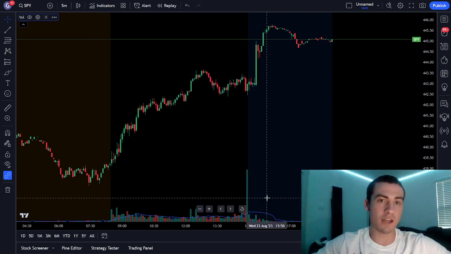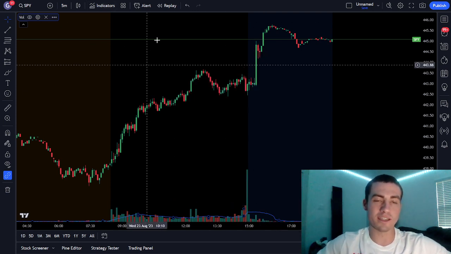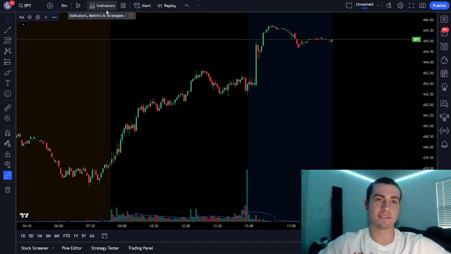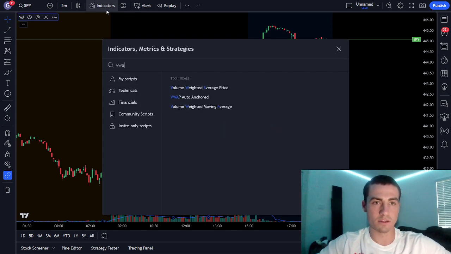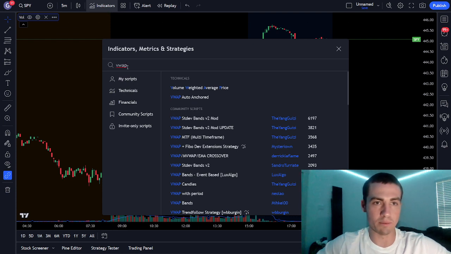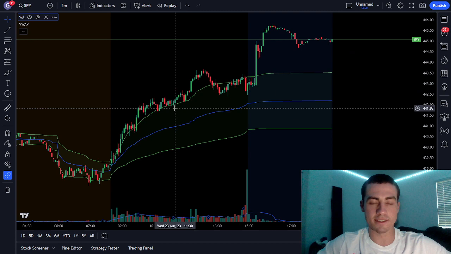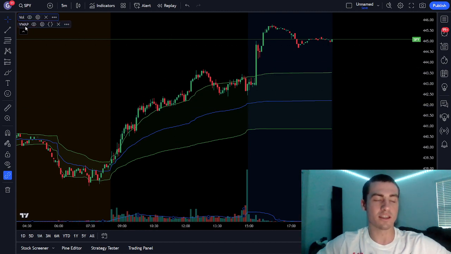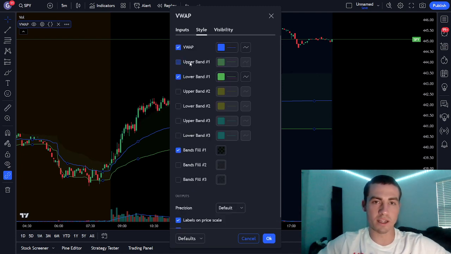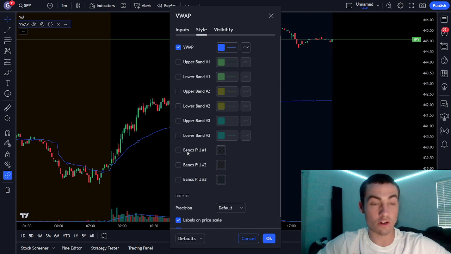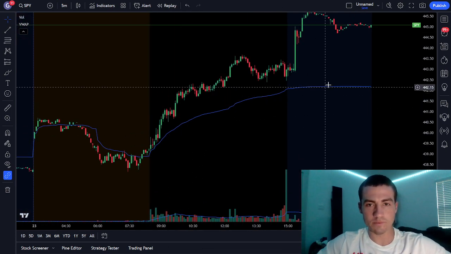Now you want to have all these criteria met and all the indicators to have the best success. Now, the next indicator you're going to want to add is VWAP. This is the volume weighted average price. Now you don't really need to know how it works, but you're going to want to go into settings, go to style, turn off upper band, turn off lower band, and turn off band fill. Now all you're going to have is one line on your chart.